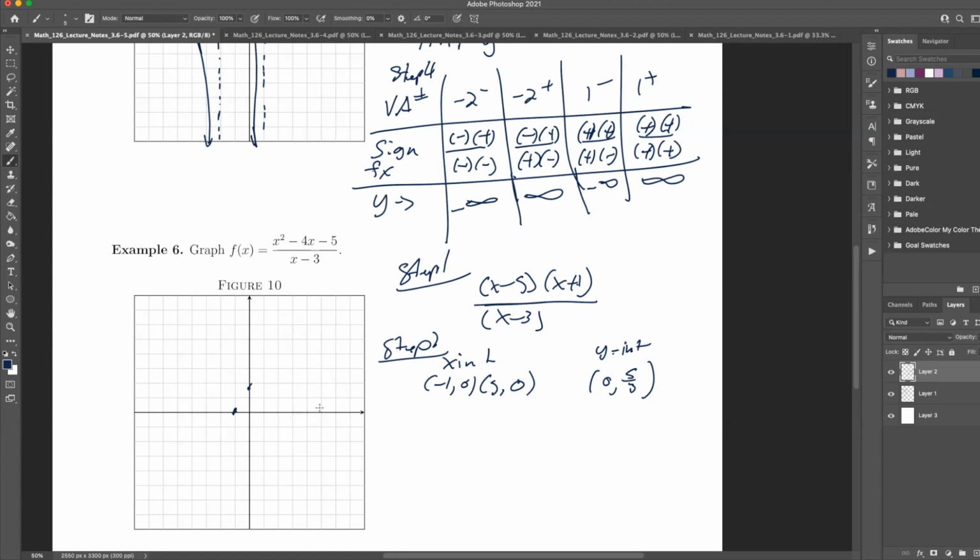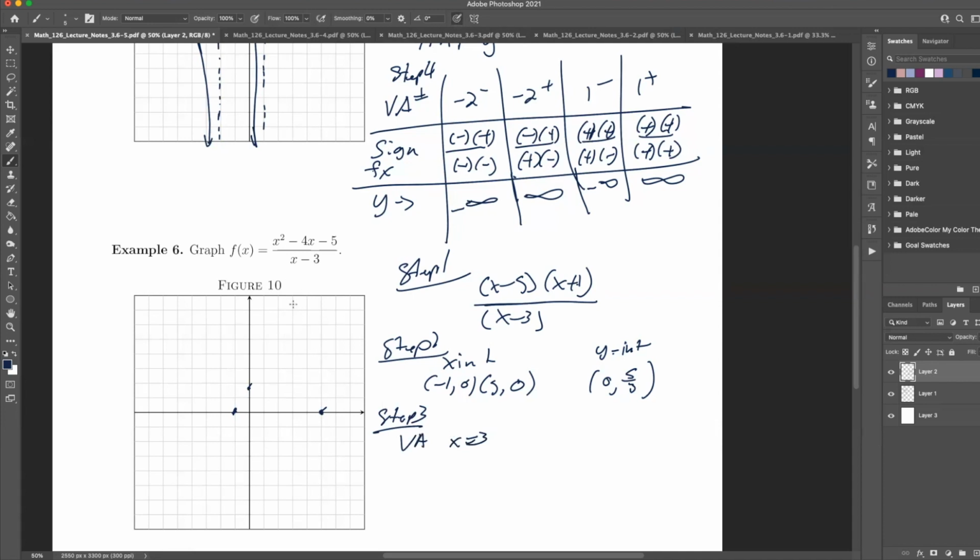We have another intercept here at 5. So 1, 2, 3, 4, 5, right here. All right, so step 3, we want our asymptotes. So we have a vertical asymptote, which is the easiest one. Where is this equal to 0? And x equals 3. So here at 3, we're going to type that in.